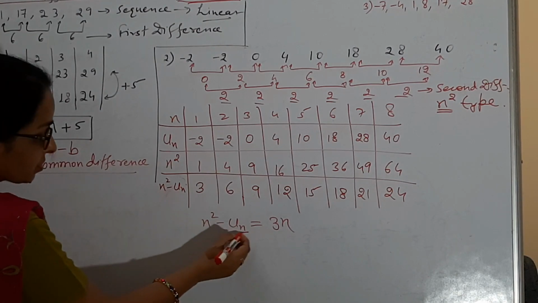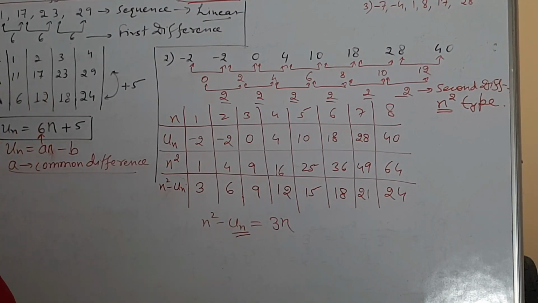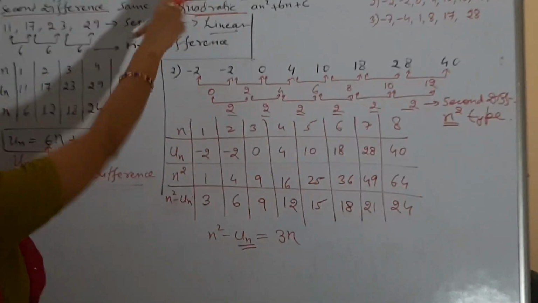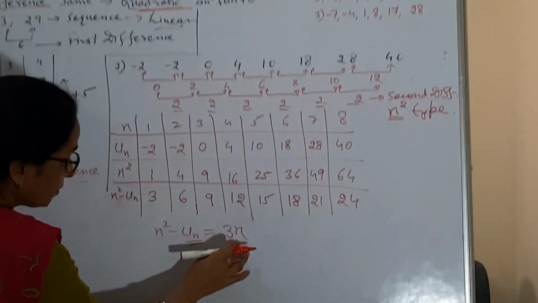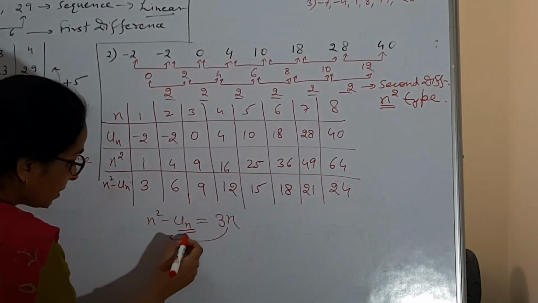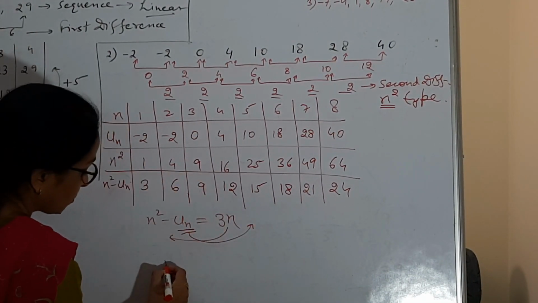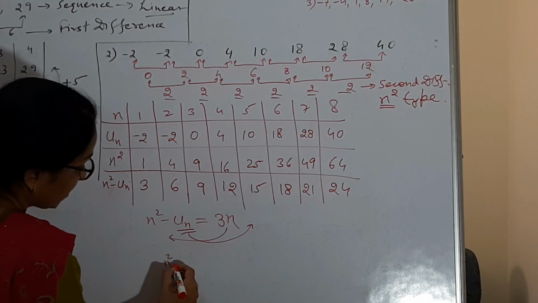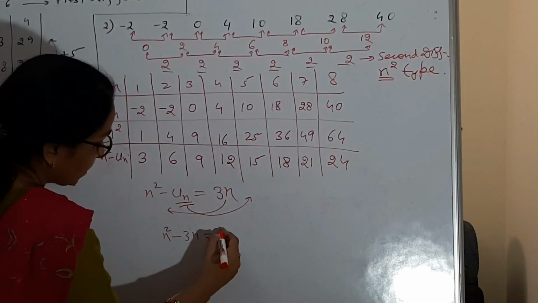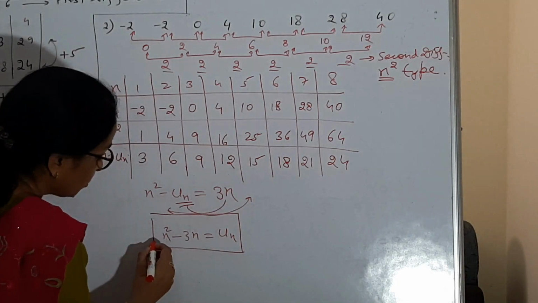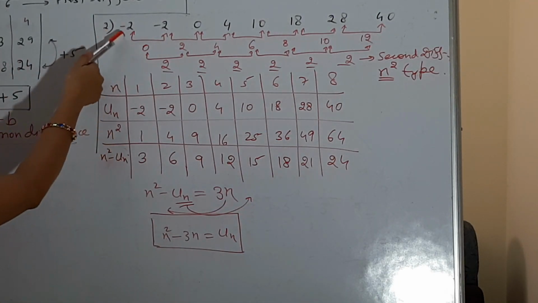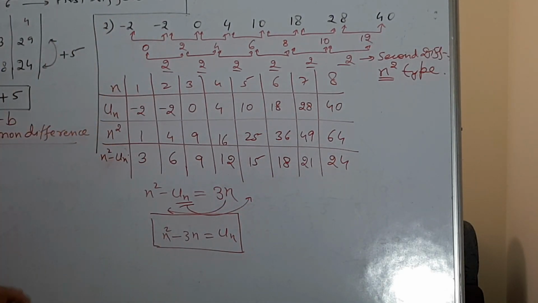Now what we are interested in is un, the general formula for our sequence. So let's adjust it to get un. I will bring this here and this here. So n square minus 3n will give me un. This will be the general formula for this given sequence.